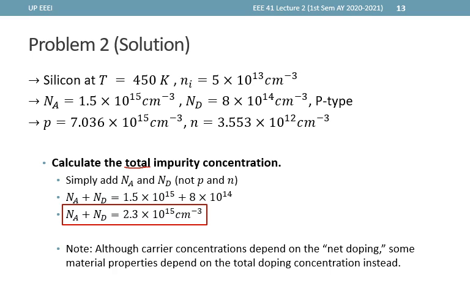Note that although carrier concentrations depend on the net doping, so in our formulas Na minus Nd or Nd minus Na, some material properties depend on the total doping concentration. So we'll discuss those material properties in the next lectures.